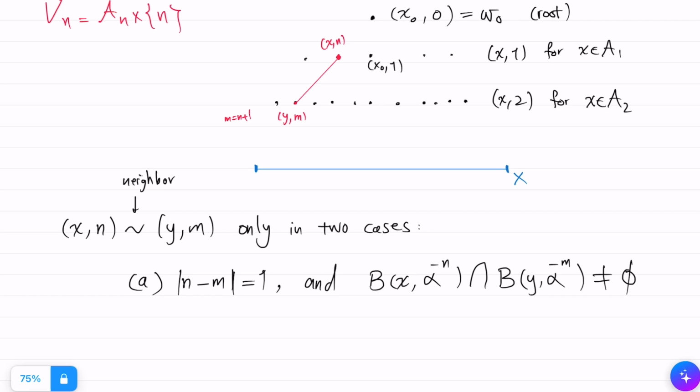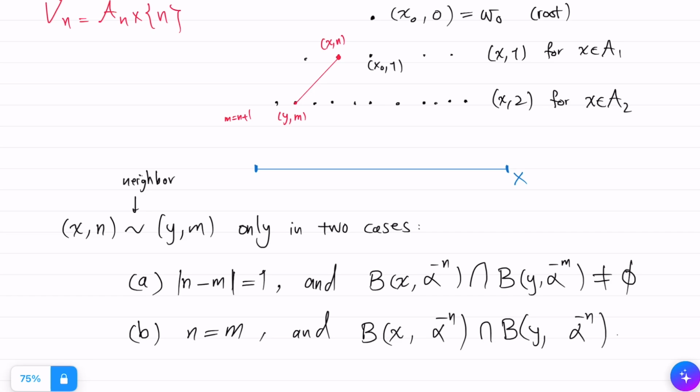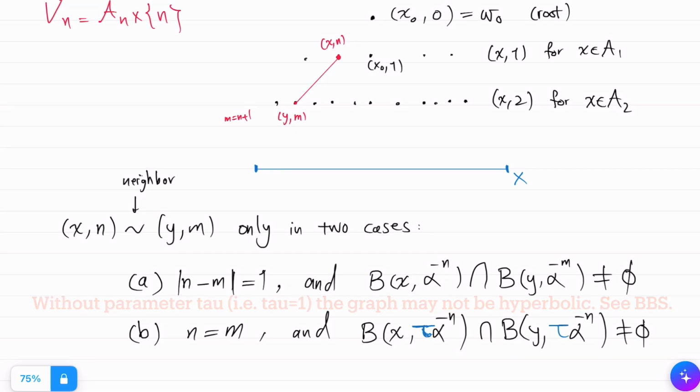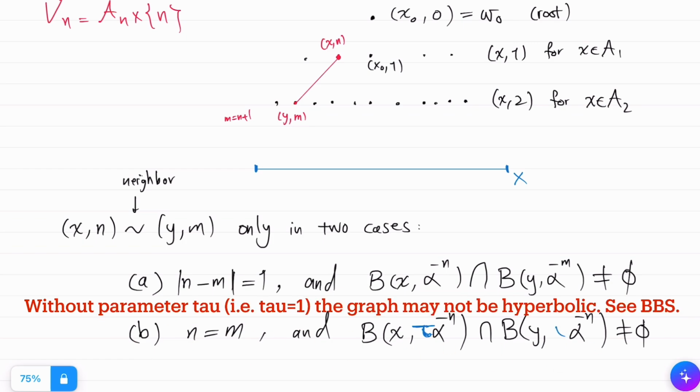The second case where you have neighbors is when n is equal to m. You are on the same level, and here is where the role of the other parameter tau will come in. You similarly want these balls to intersect, and they are both at the n level. But this time, very importantly, you have to help these balls by multiplying by tau, which was bigger than 1. So you're being a bit more generous. More vertices are likely to be neighbors because you enlarge the balls.